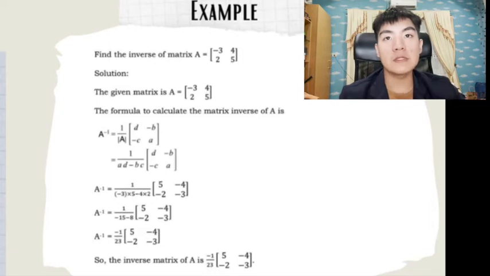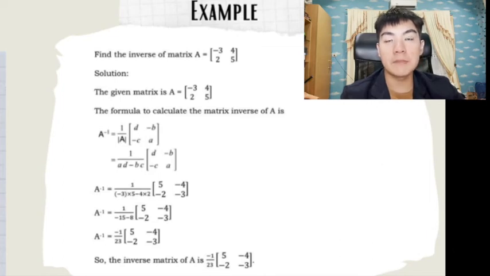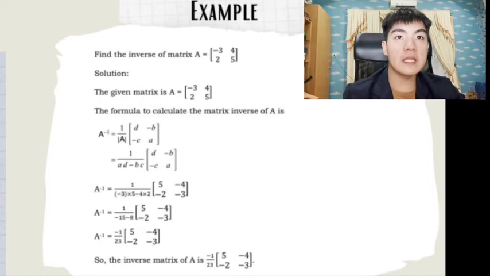So the inverse of A equals 1 per negative 3 times 5 minus 4 times 2 times the matrix of 5, negative 4, negative 2, negative 3. It also means 1 per negative 15 minus 8 times the matrix of 5, negative 4, negative 2, negative 3. So the inverse matrix of A is negative 1 per 23 times the matrix of 5, negative 4, negative 2, and negative 3.